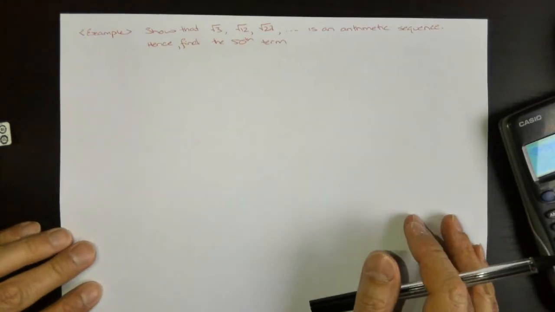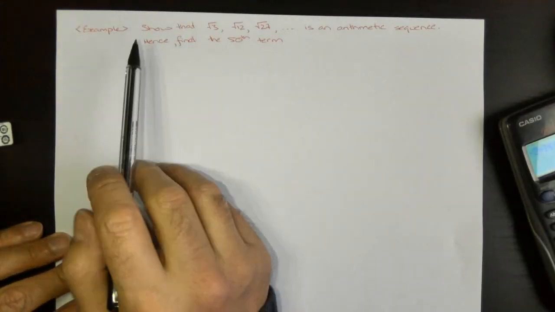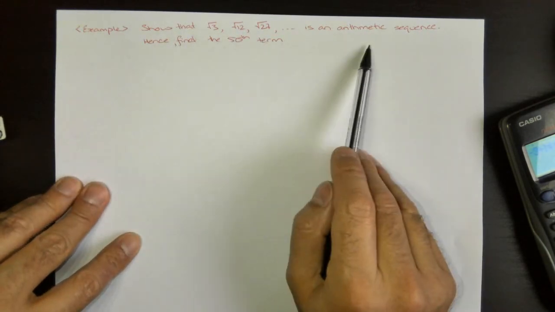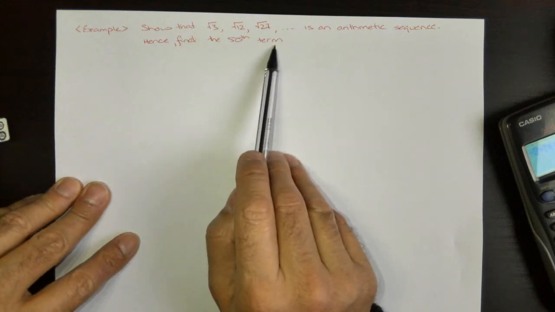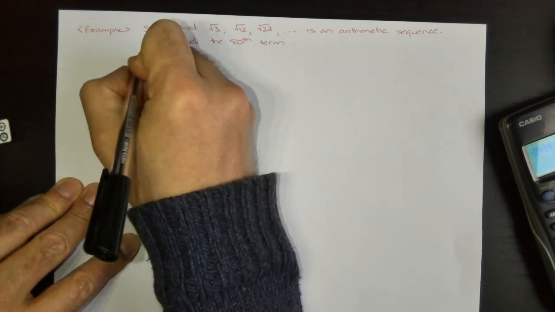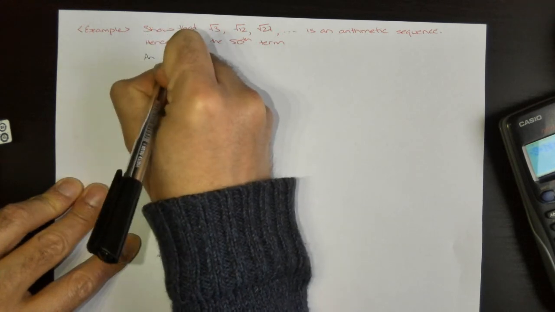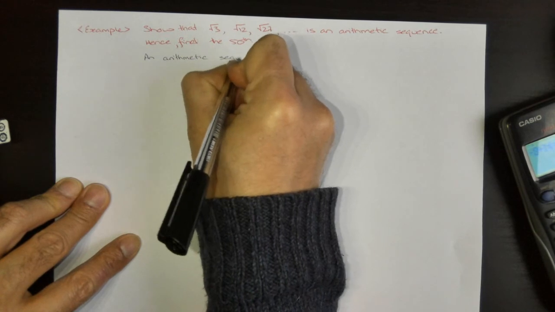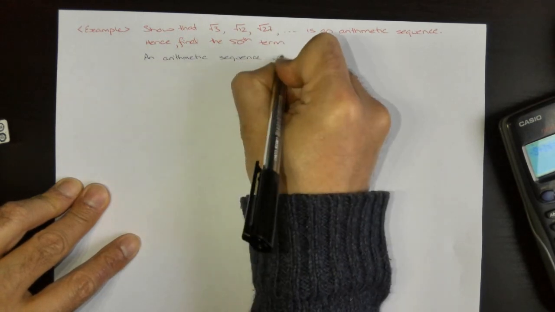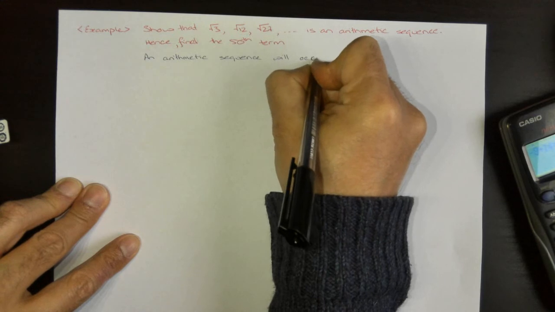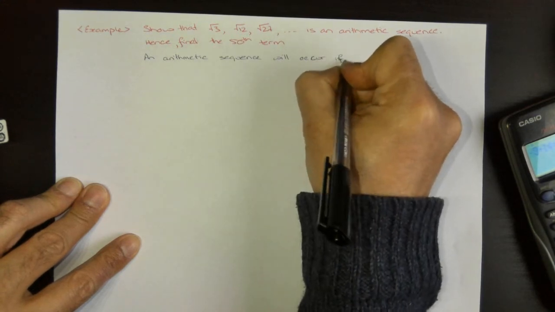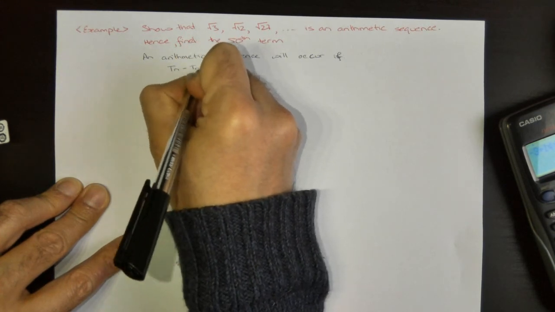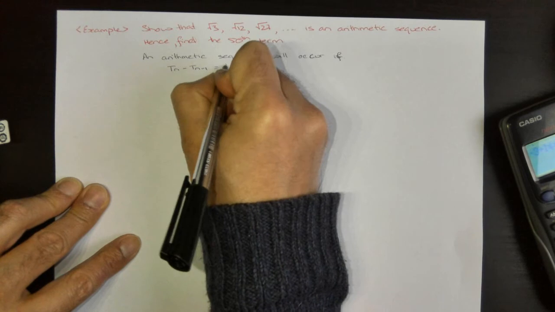All right, here's our last example. We want to show that root 3, root 12, and root 27 is an arithmetic sequence, and hence find the 50th term. So this is a show that question. An arithmetic sequence will occur if Tn minus Tn minus 1 equals d.